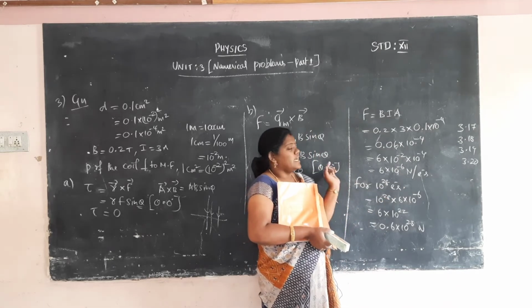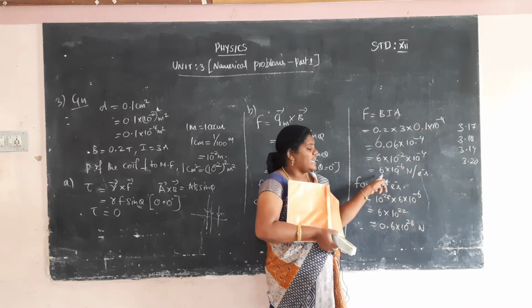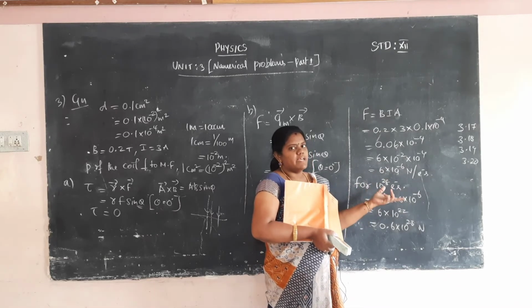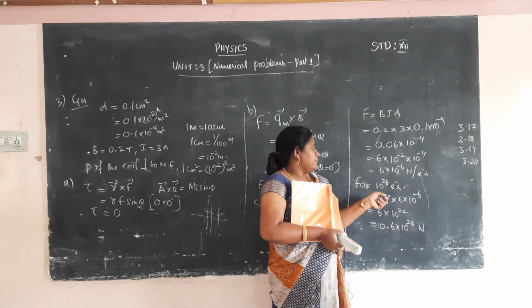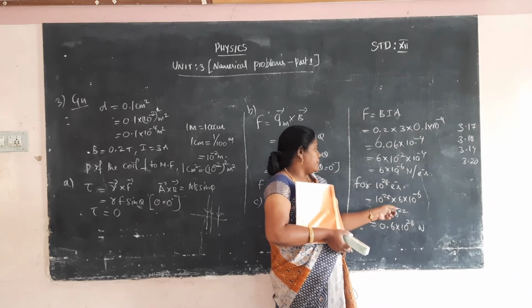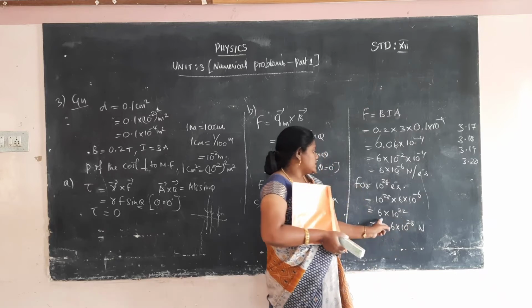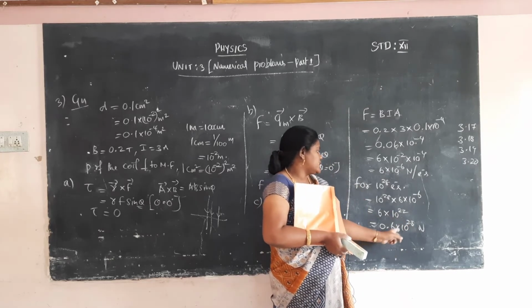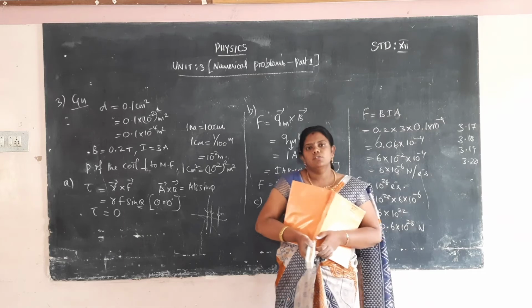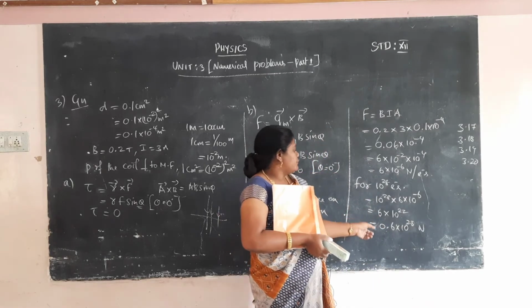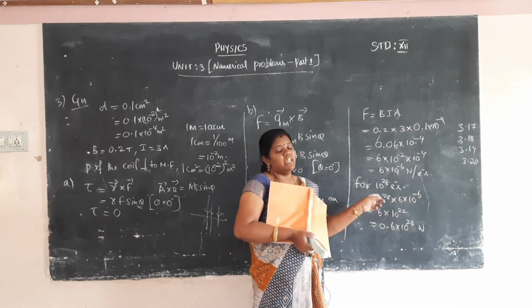So, the question is, the electron density is 10 power 28 electrons. So, we want to multiply that value with 10 power 28. So, 6 into 10 power, the power 28 is there, 6 is there, so 22. So, 6 into 10 power 22, that is 0.6 into 10 power 23 Newton. So, this is the force acting on 10 power 28 electrons.